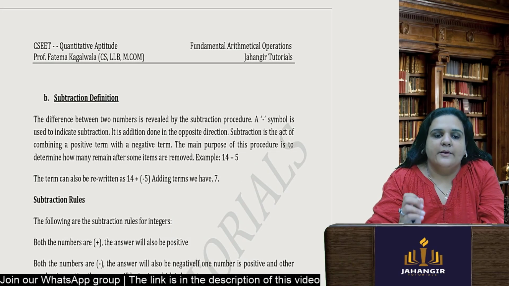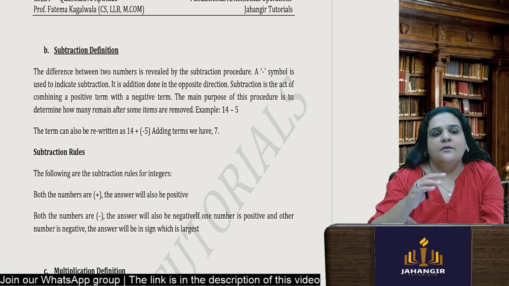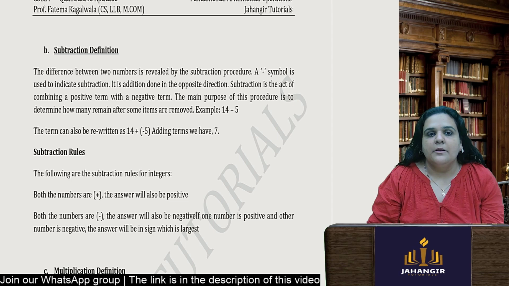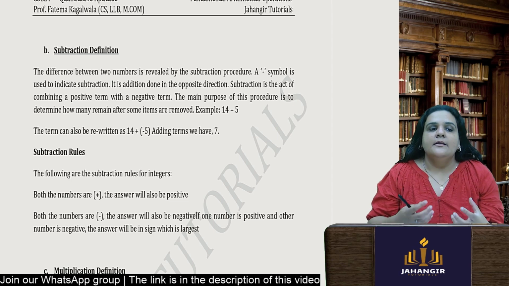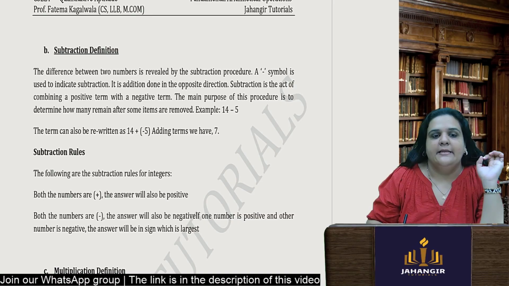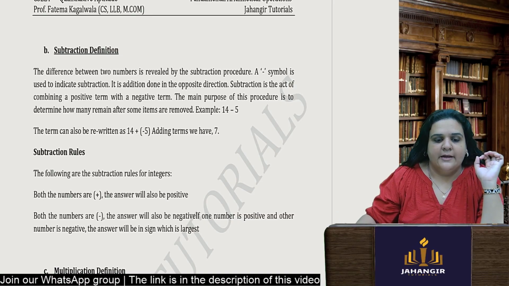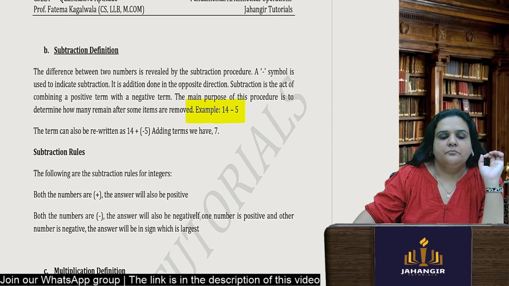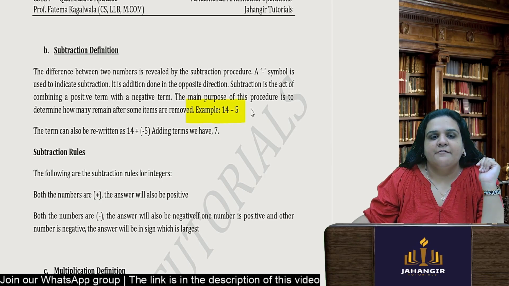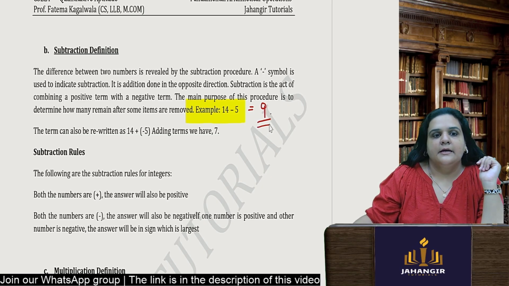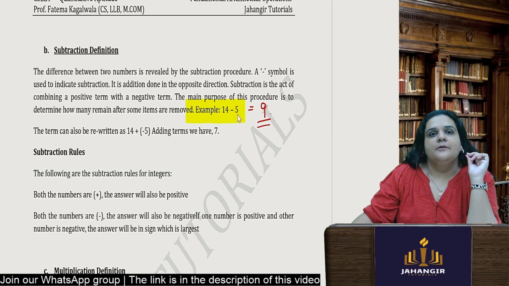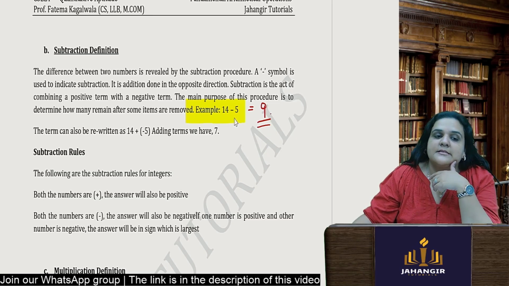Anywhere you find any problem, please ask questions. Okay, same thing we are going to do with subtraction. When we are talking about the difference between two integers, we denote it by the minus sign. So for example, what will be 14 minus 5? 14 minus 5 will be 9. Correct. So a difference between two numbers can be denoted by a minus sign.